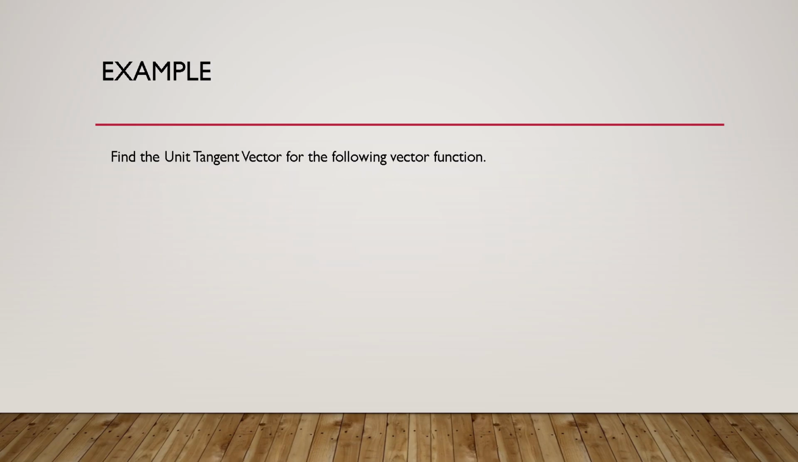For example, find the unit tangent vector for the following vector function: r of t equals e to the t i plus e to the negative t j at t equals 0. Starting with the definition of the unit tangent vector, T of t equals r prime of t over the magnitude of r prime of t. Next, we establish r prime of t equals e to the t i minus e to the negative t j.